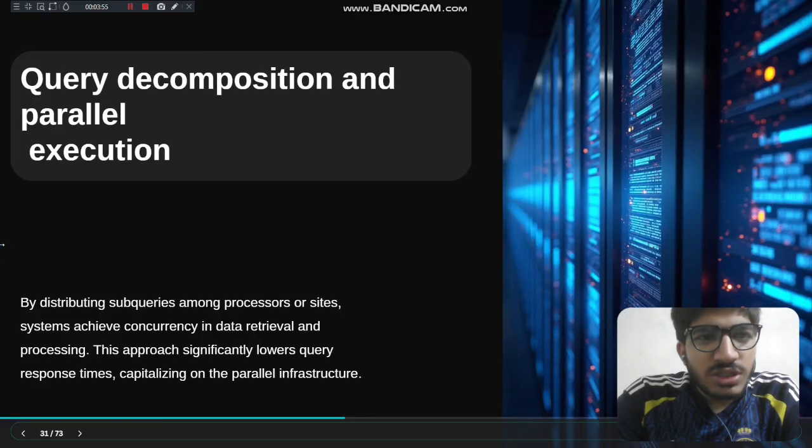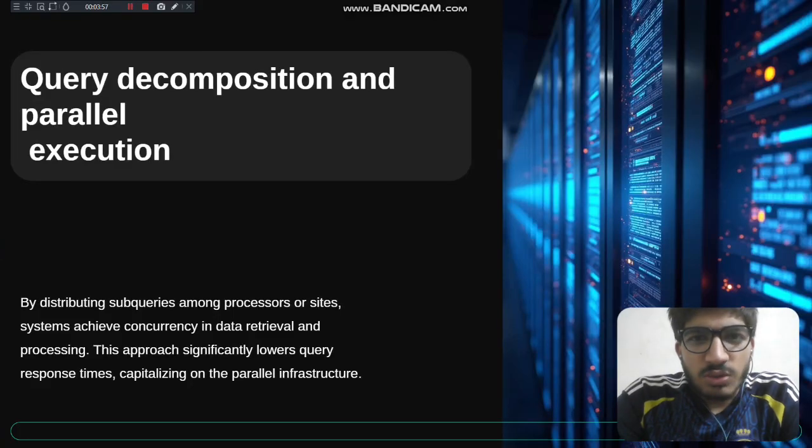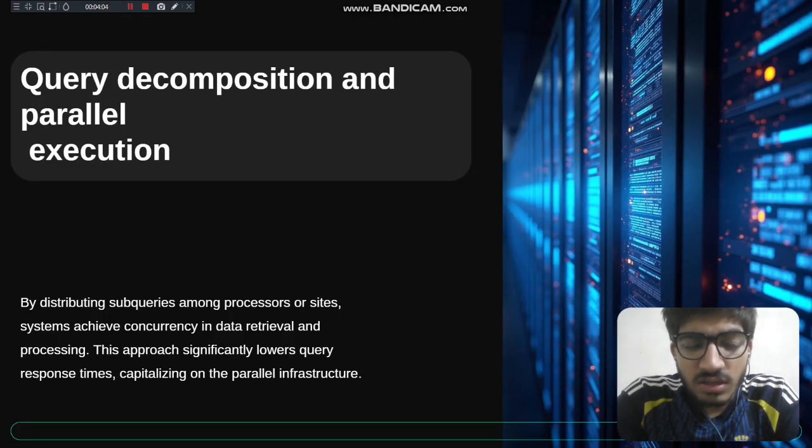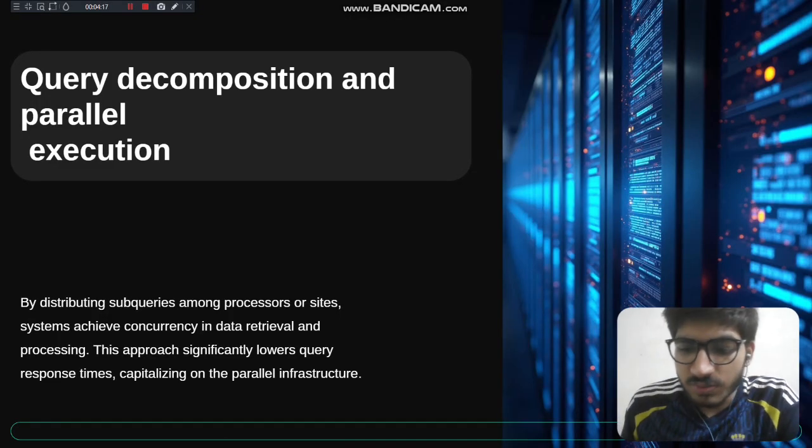Query decomposition and parallel execution. By distributing subqueries among processors or sites, systems achieve concurrency in data retrieval and processing. This approach significantly lowers query response times, capitalizing on the parallel infrastructure.